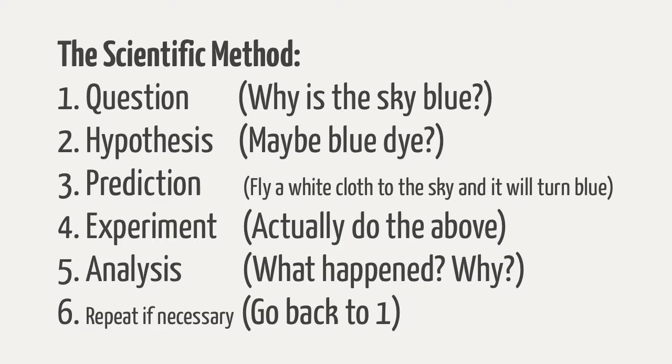After running the experiment, we analyze the results and come up with a theory that explains those results as well as other existing evidence that we have. If there isn't enough data to form a theory, we go back to step 1 and ask another question. And we repeat this cycle over and over again until we do come up with a satisfying theory that explains the original question.